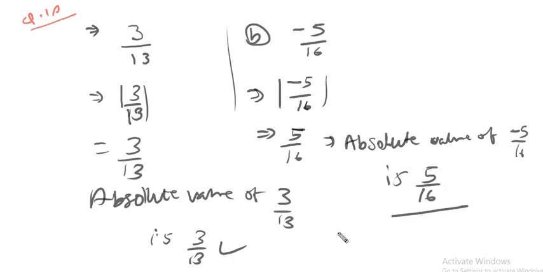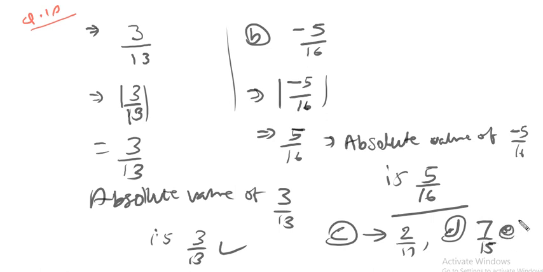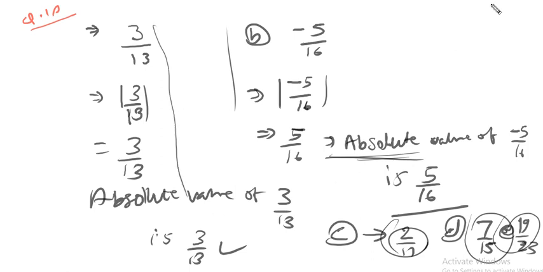Like this you can solve question number C. The absolute value of C will come 2 by 11, and the absolute value of D will come 7 by 15, and the absolute value of E will come 19 by 23. I told you the answers, but you have to write in this way, the proper way, like this.